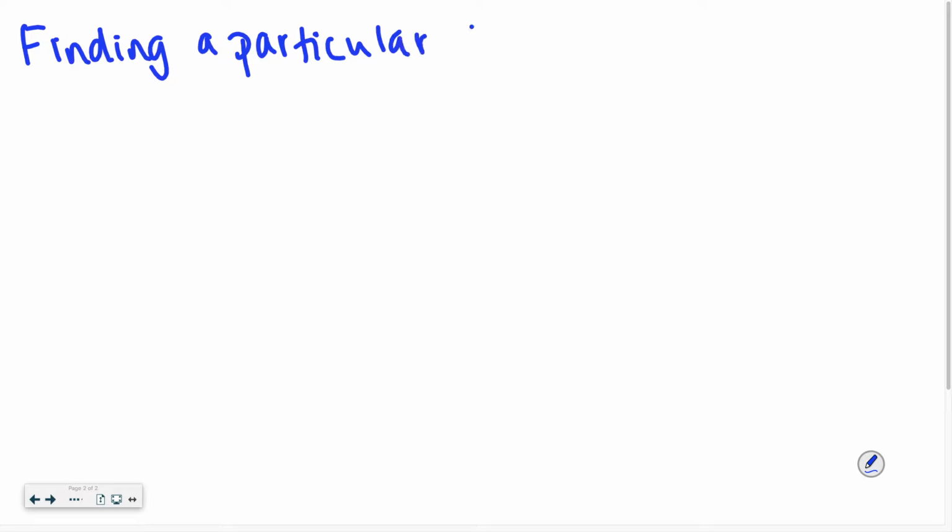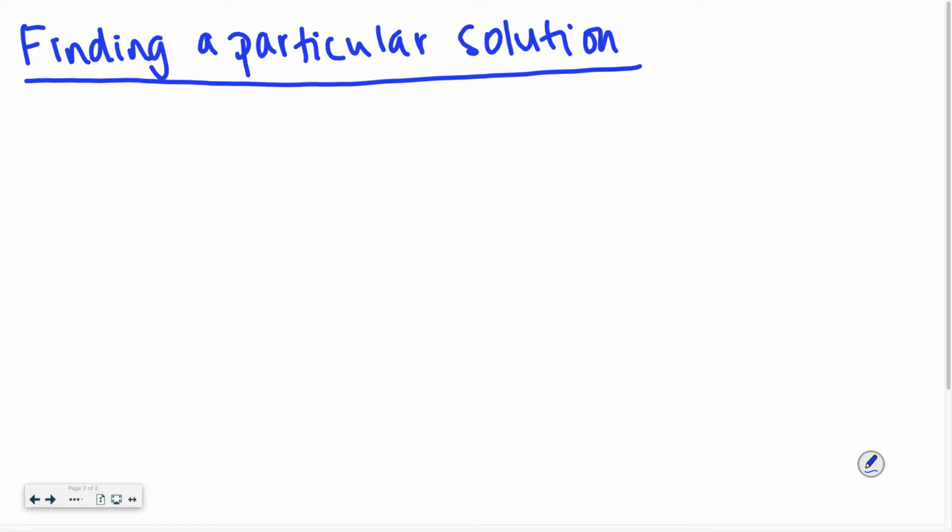Okay, so we are going to do what's called finding a particular solution. Okay? And when I ask you to find a particular solution, I'm essentially asking you to find what is the plus C. Alright? So we're still going to do our antiderivatives the same as we've done for the past couple days.